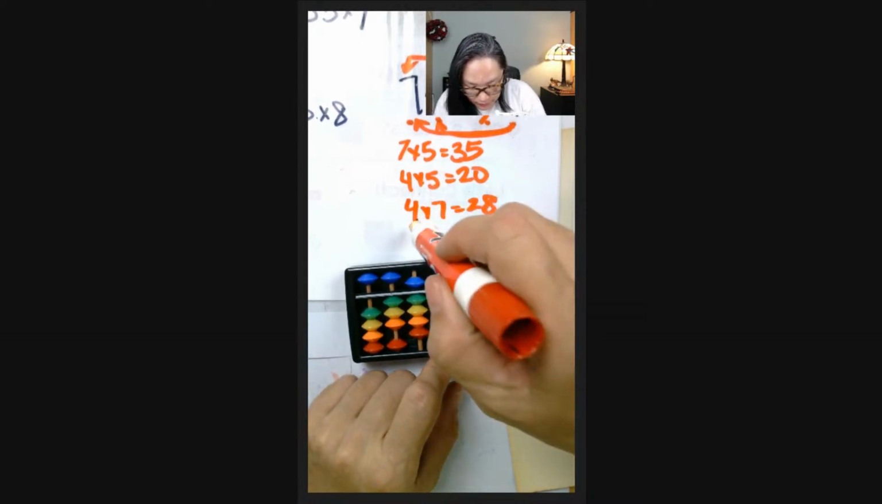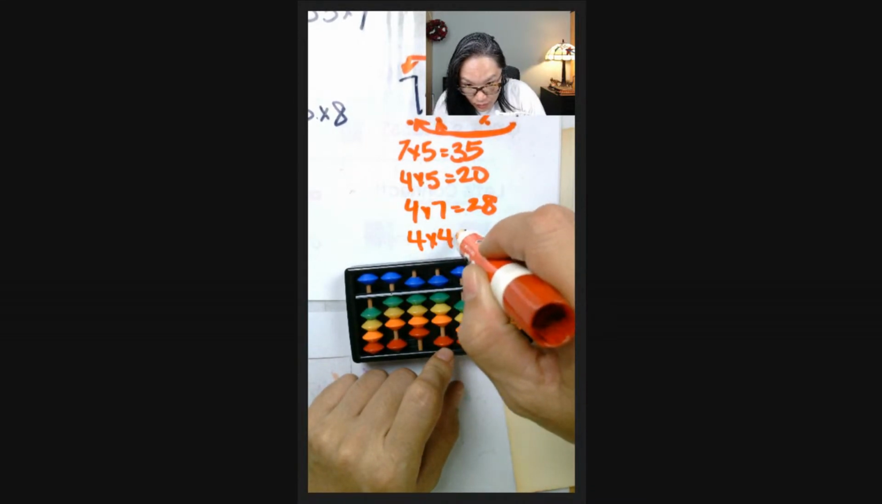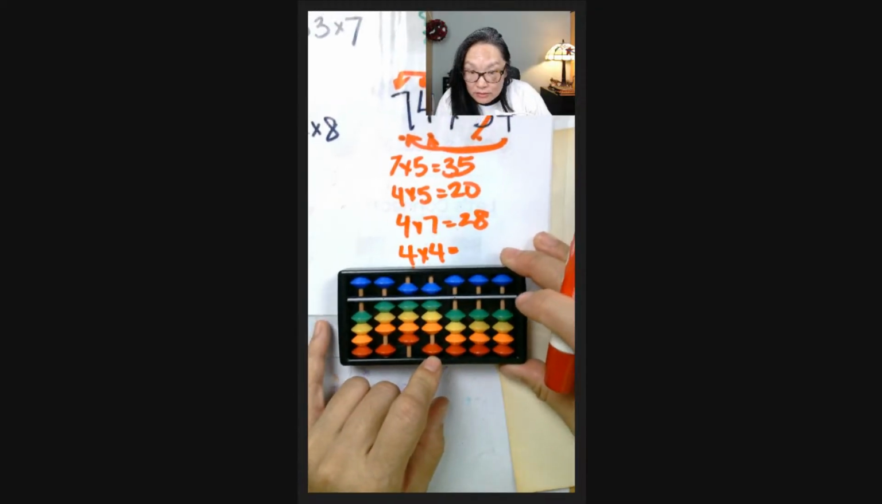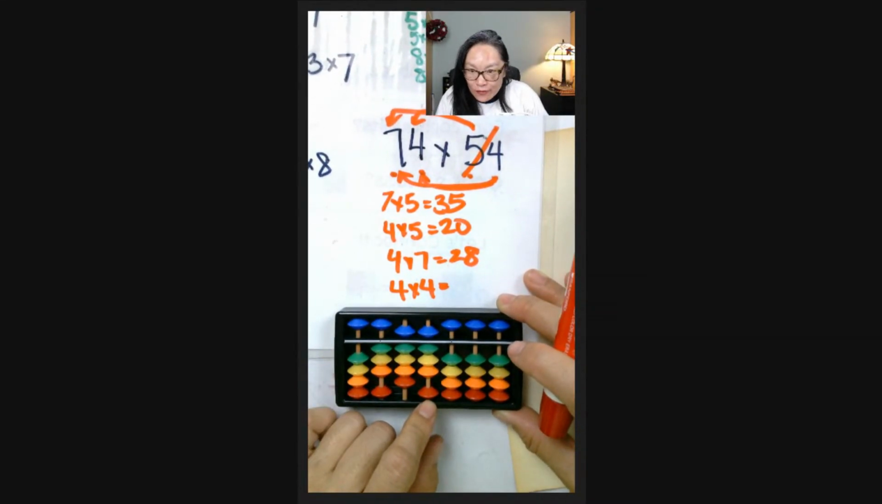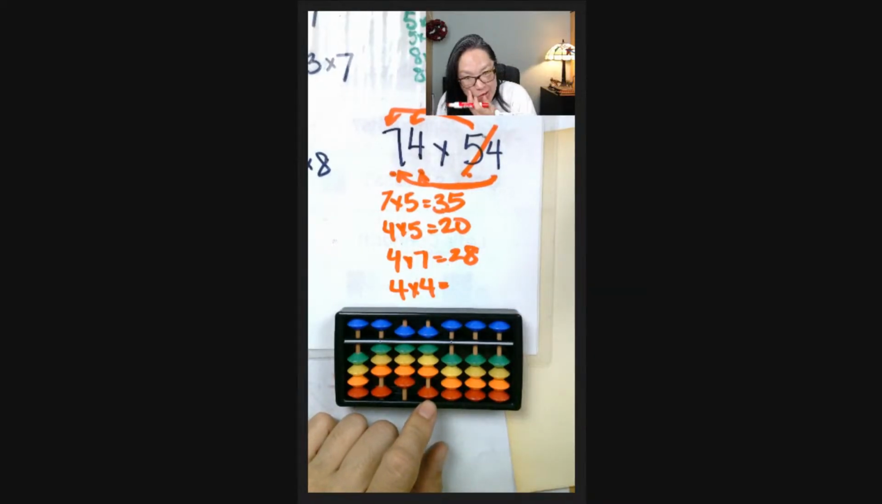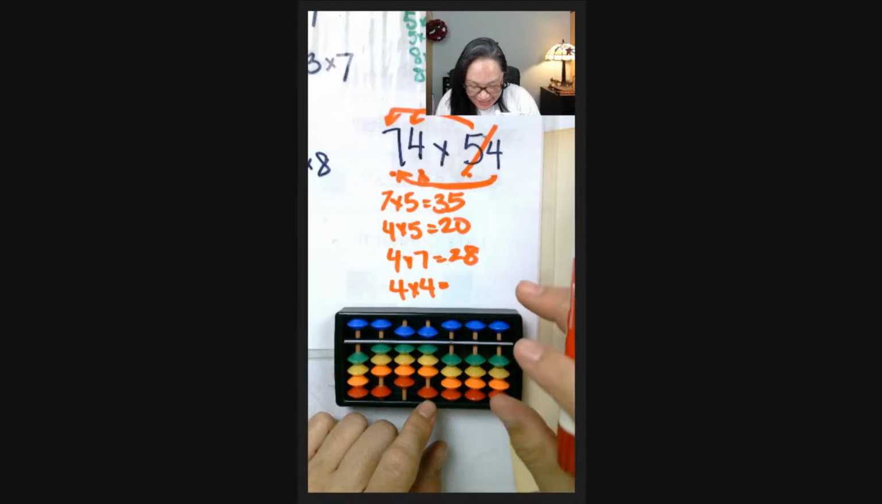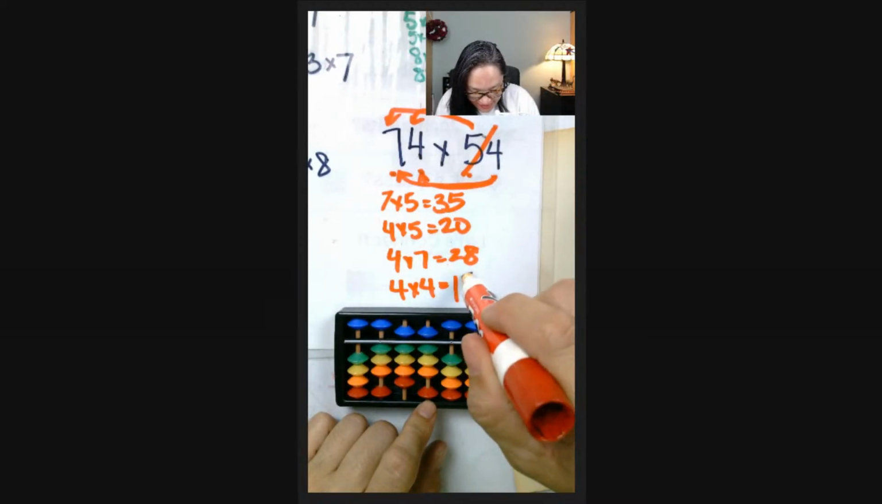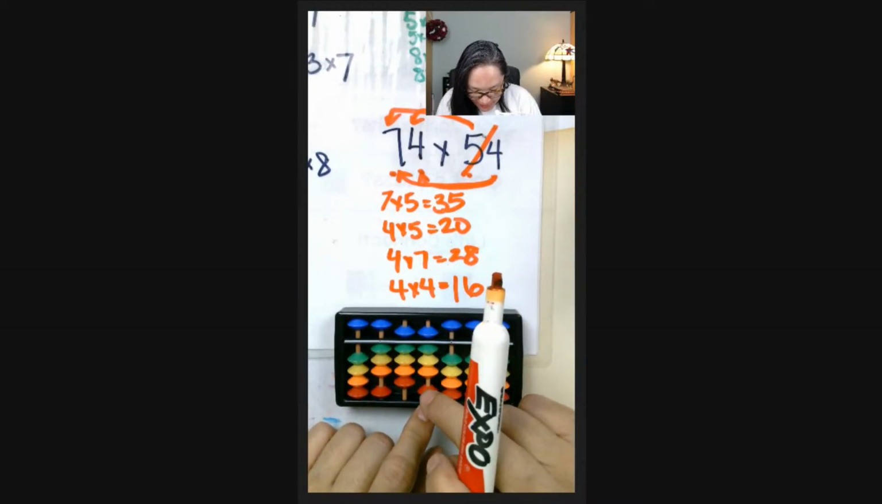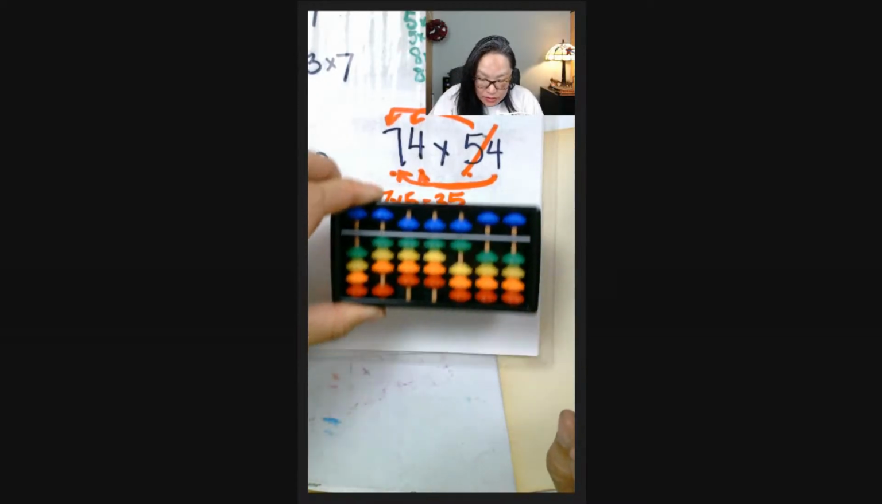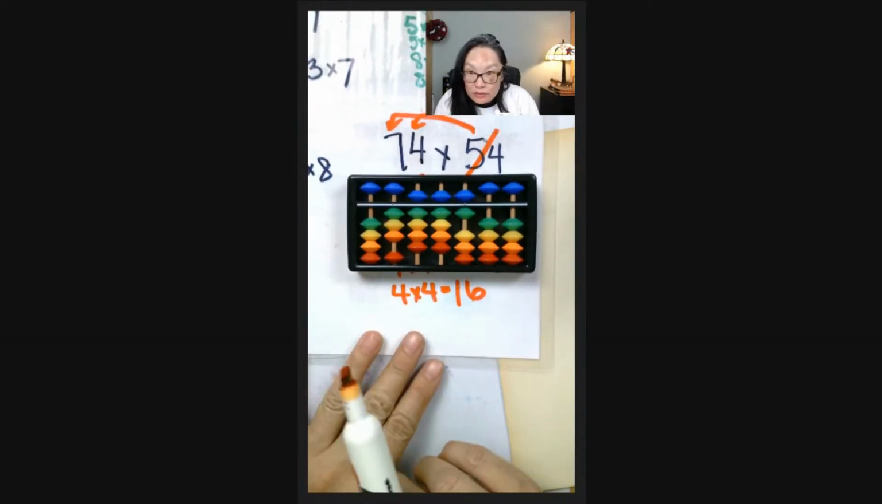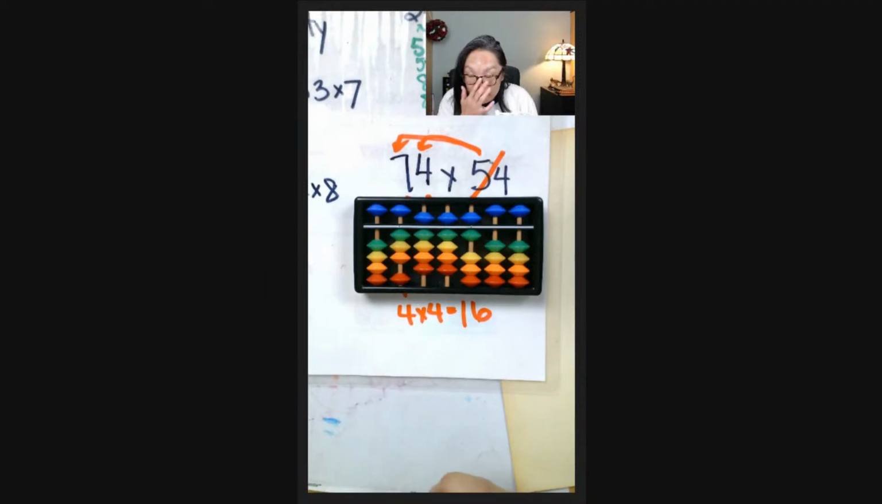4 times 4. 4 times 4 is equal to what? Thank you guys. So, yes, 16. Add 1, add 6. Yep. So, my final answer, what's my final answer?